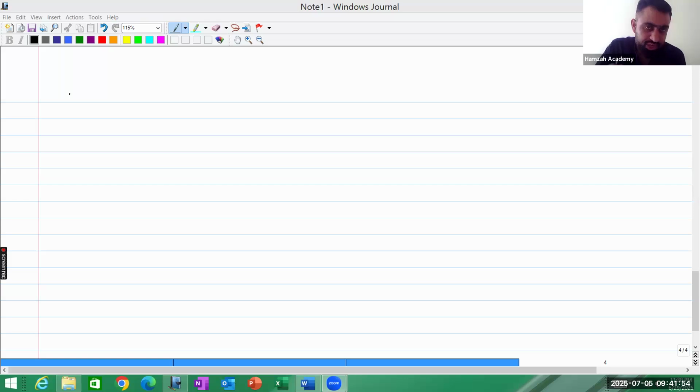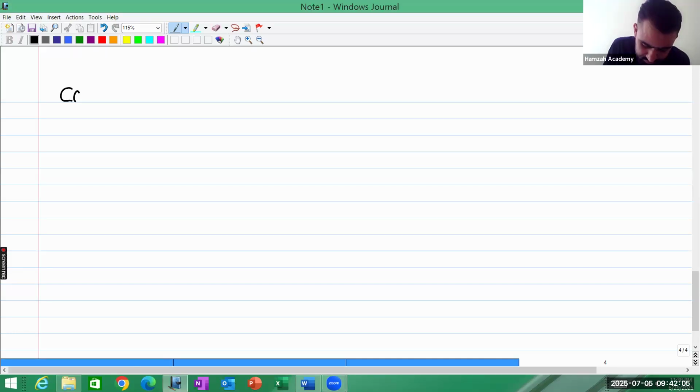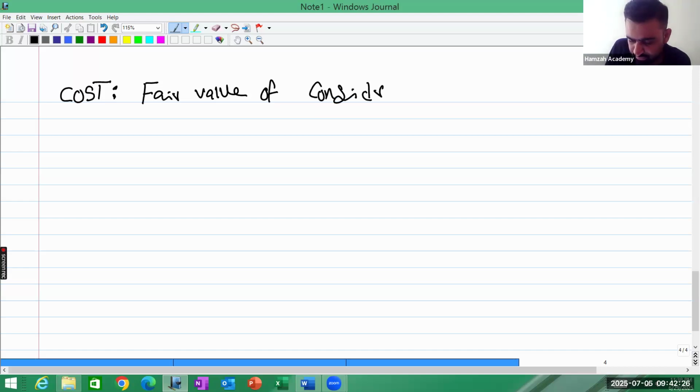Now we have discussed the definition of property, plant and equipment. We have discussed the definition of depreciation. Now another definition is the definition of cost. Cost is the fair value of consideration. The fair value of the consideration is cost.